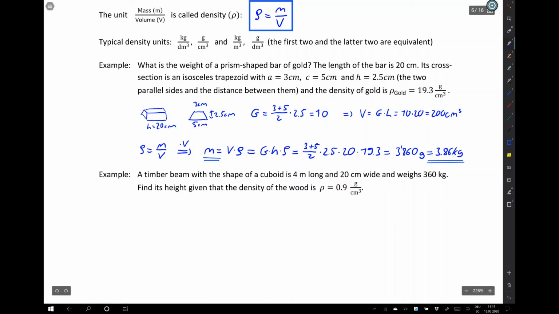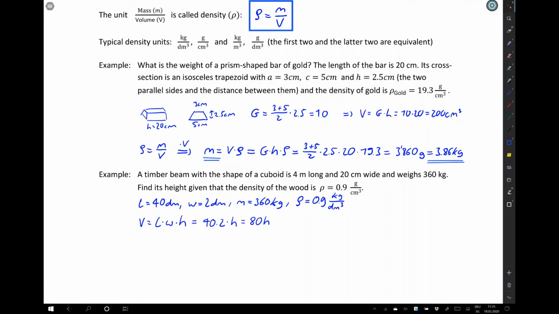And so we get the length of the beam 40 decimeters, the width 2 decimeters, the mass is 360 kilograms, and its specific weight or the density is 0.9 kilogram per cubic decimeter. The volume of the timber beam is, since it is a cuboid, just length times width times height, and we get 80 times the height.